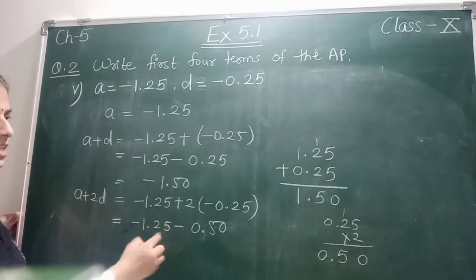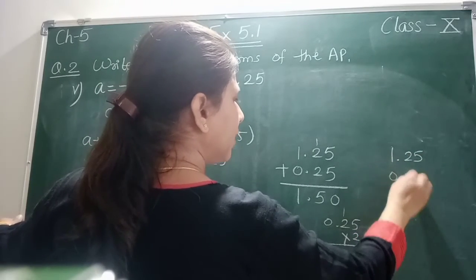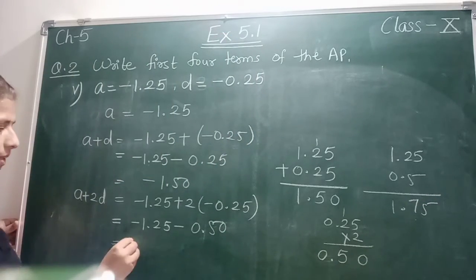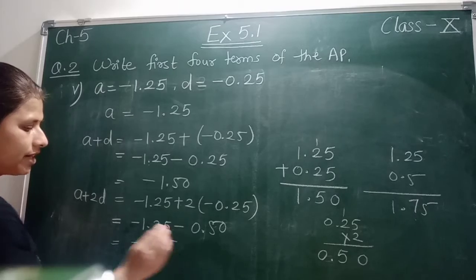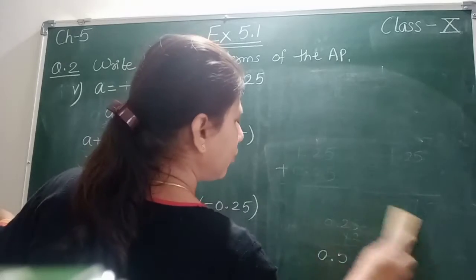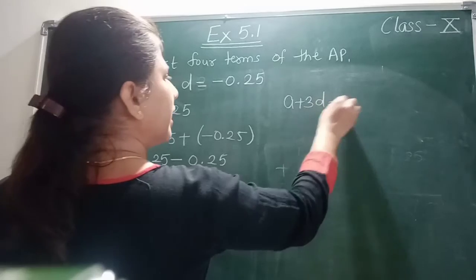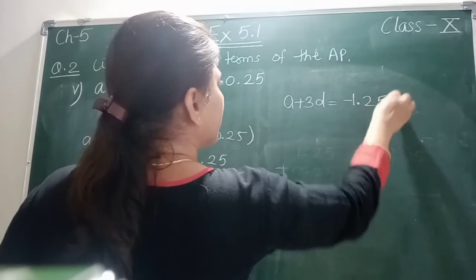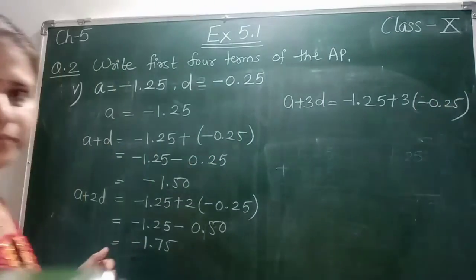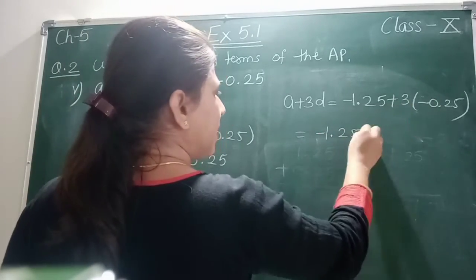Now again minus plus, we will add this 1.25 and 0.5 and we will get 1.75 and the answer will be negative, -1.75. Similarly student, we will find the fourth term also. The fourth term, a plus 3d: -1.25 plus 3 into -0.25. Okay, simplify this. -1.25 as it is, plus minus.